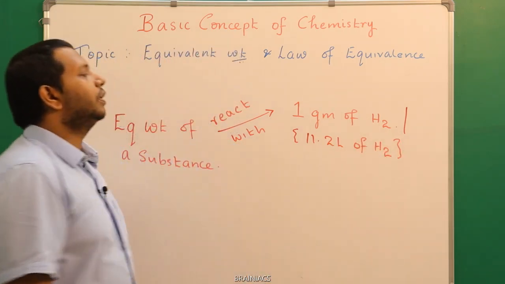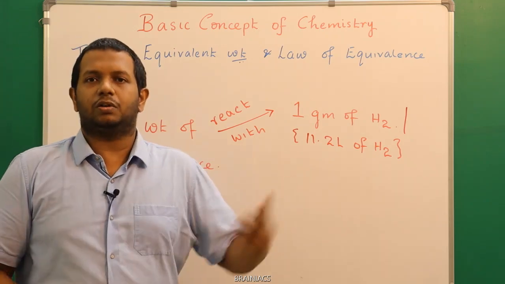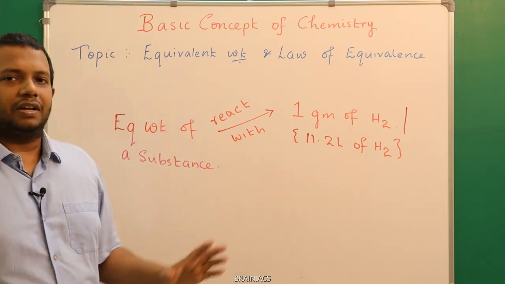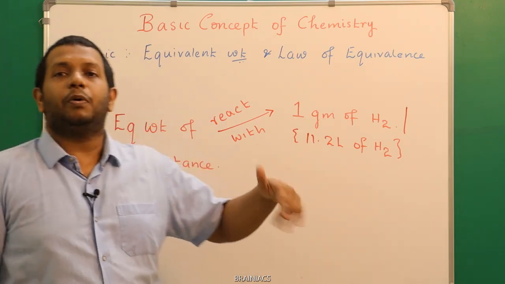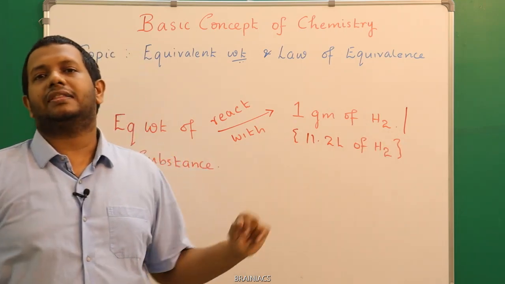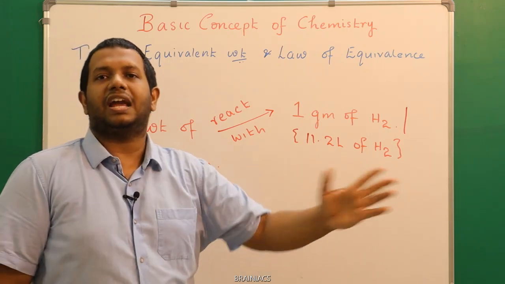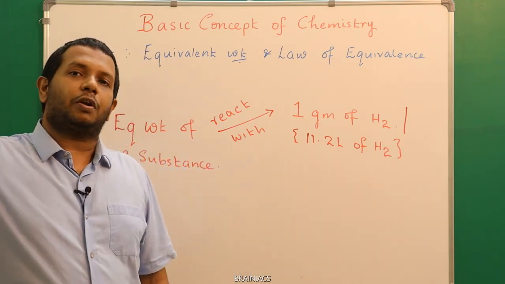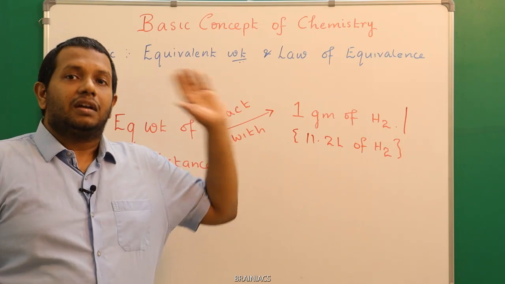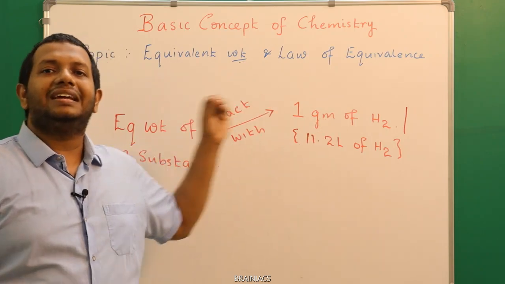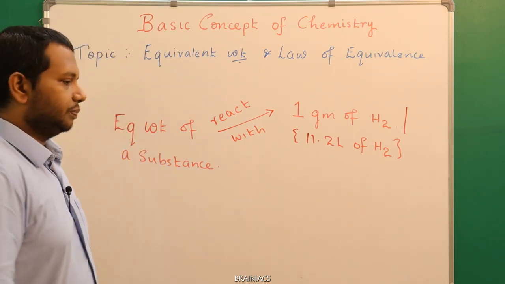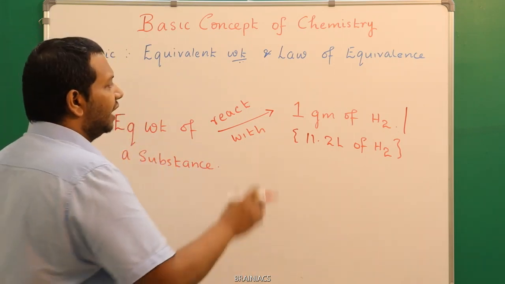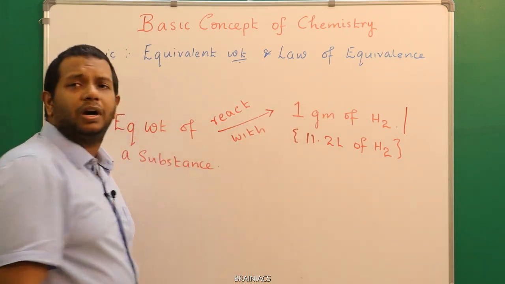So if during the experiment you found out, or in the question they have given, that a substance reacted with 11.2 liters of hydrogen. So they are saying 8 gram of the substance reacted with 11.2 liter of hydrogen. Then I can clearly say, completely reacted means that 8 gram is my equivalent weight. Understood? So next thing, can you say equivalent weight only with respect to hydrogen?